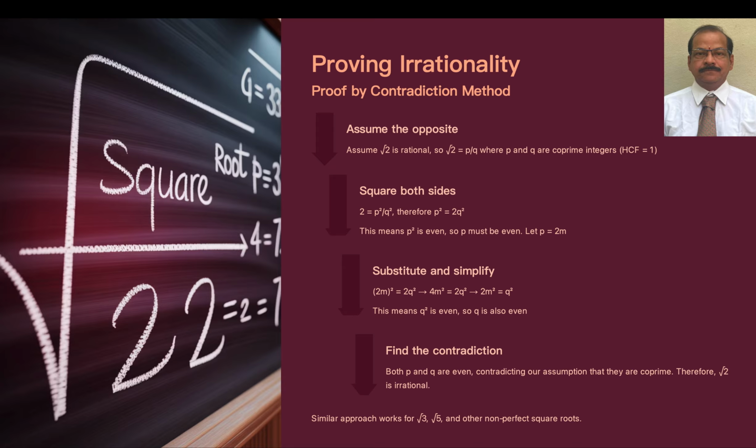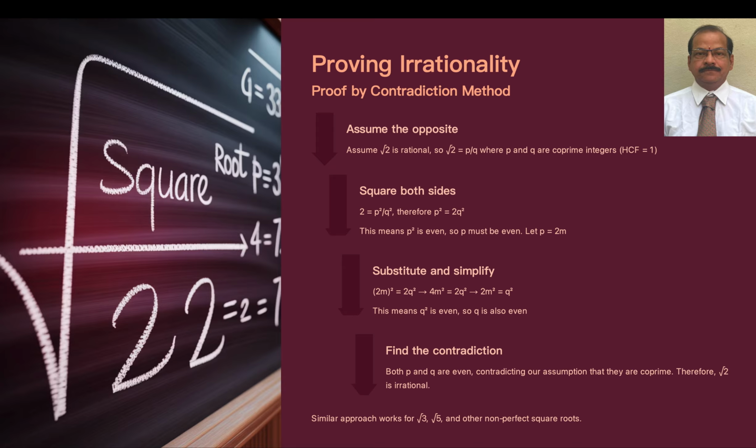Yes. Now, procedure. You have to square both sides. That is, root 2 on squaring gives 2 equals p square by q square, and p square comes to 2q square. This means p square is even, because it is something multiplied by 2. Therefore, p square is even, so p must be even. If p square is even, p has to be even.